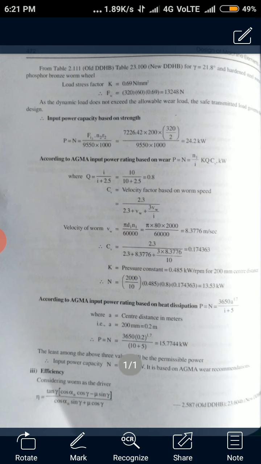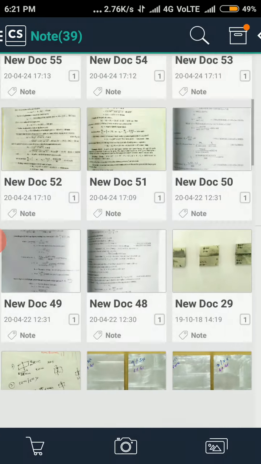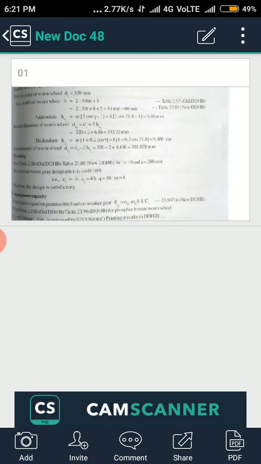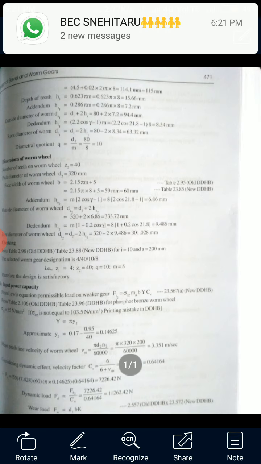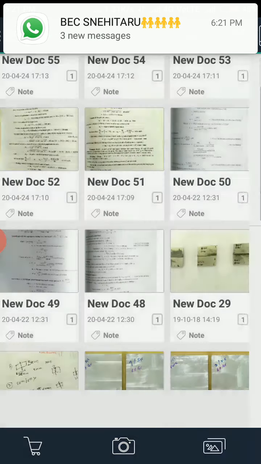Later, we'll calculate the dynamic load. To calculate the dynamic load, the dynamic load equal to Ft2 by Cv. You can see here the last equation. So substitute Ft2 divided by Cv, so we'll get the dynamic load. And the wear load is given by the equation 23.572, that is Fw equal to d2 b K. So how to determine the K value?